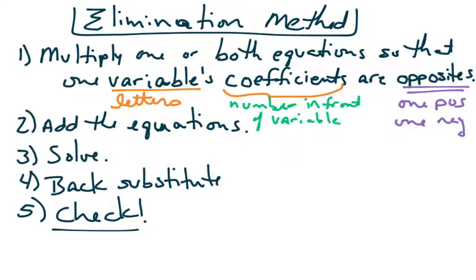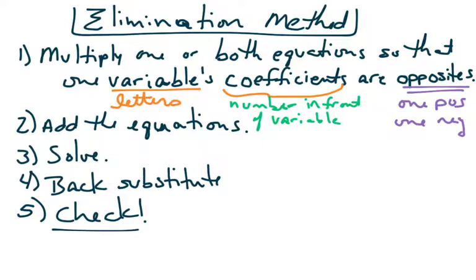And the reason that we want opposites is, if you think about it, if I have a 2x and a negative 2x, what happens when I add those? 2x plus a negative 2x would be 0x, and 0 times anything is 0, which means that variable x would eliminate. Thus, it's called the elimination method.